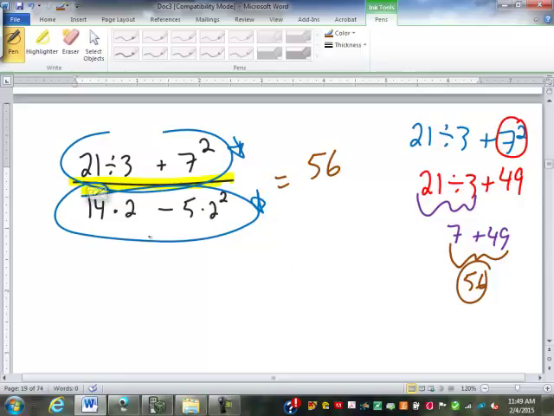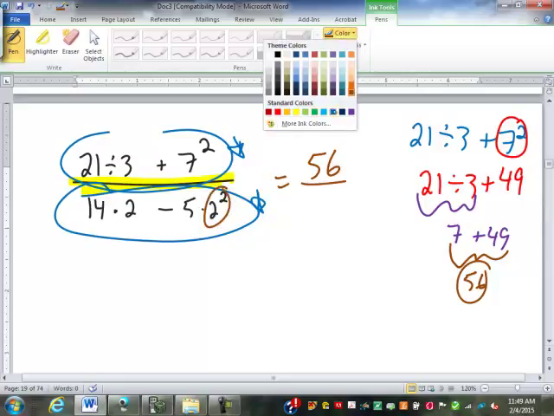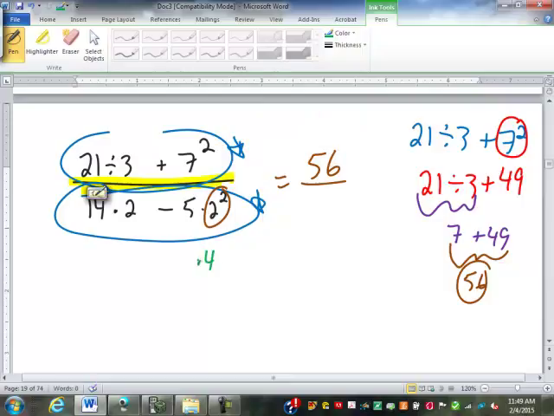Then we go to the bottom. And on bottom, we have to do everything before we can divide. Again, we look for our levels of priority. Enclosing symbols? No. Exponents? Sure are. There's 2 squared. 2 squared is 4. Nothing else changes at this point.